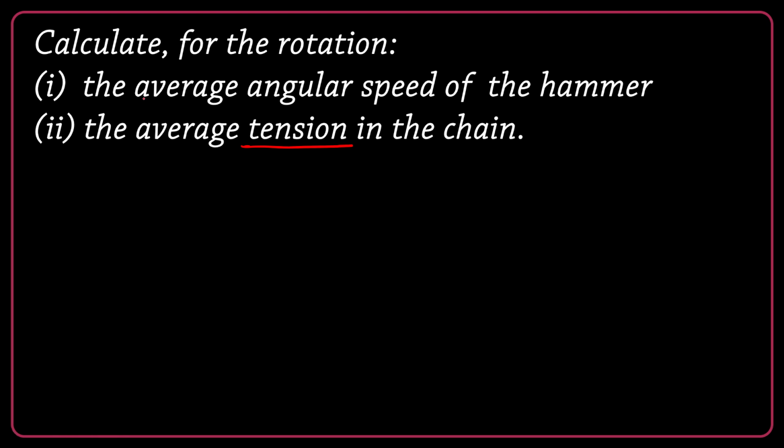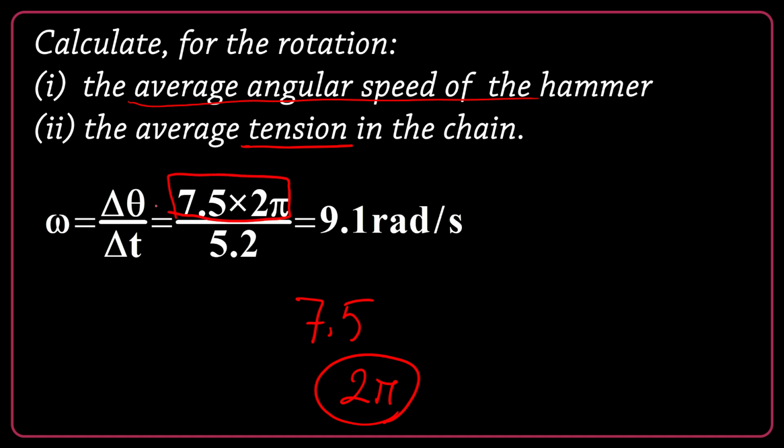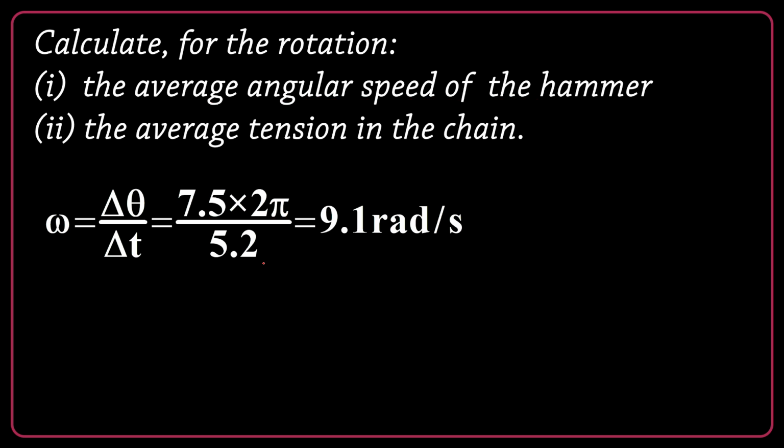Okay, first let's go over the average angular speed. Here omega is delta theta over delta t. You remember it was 7.5 turns. So each turn is going to be 2 pi, and the total angle traveled in this rotation will be 7.5 times 2 pi. Downstairs is the time for this rotation, 5.2 seconds. So it's going to be 9.1 radians per second.